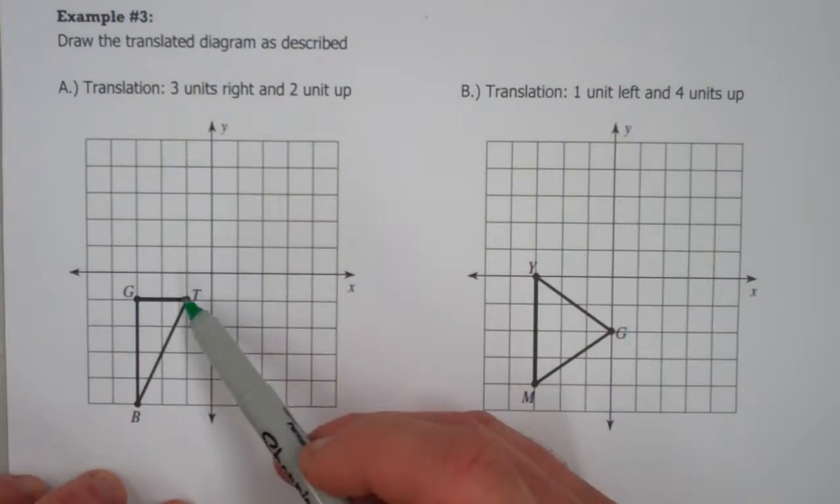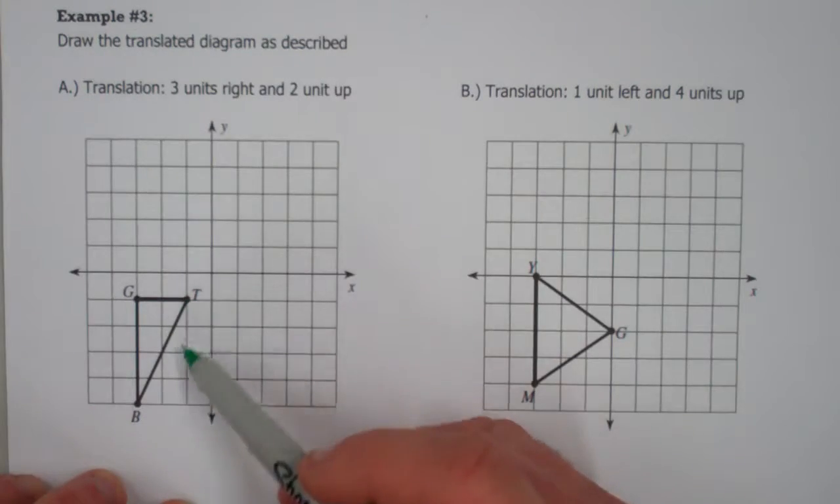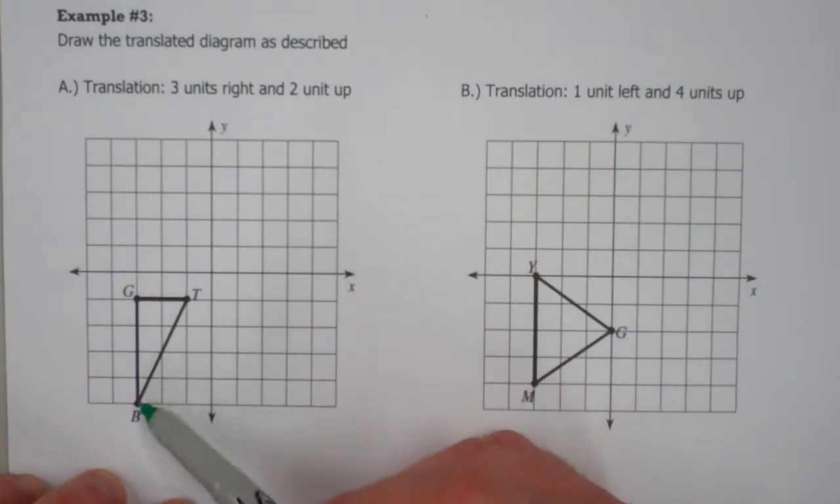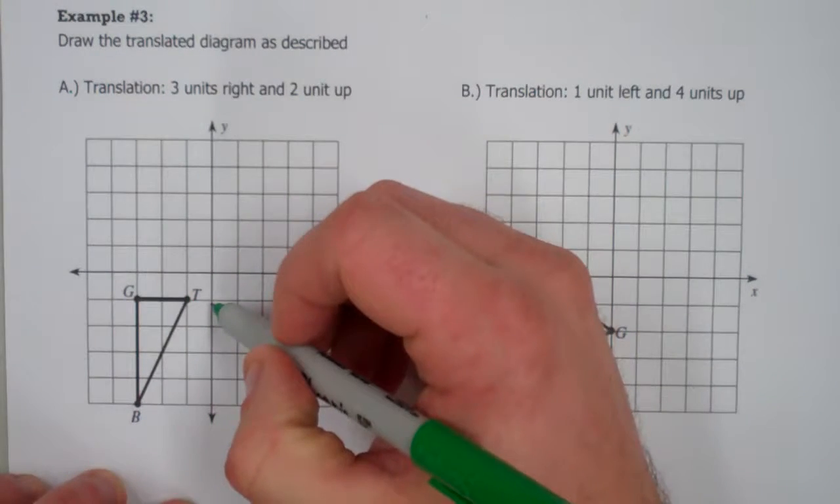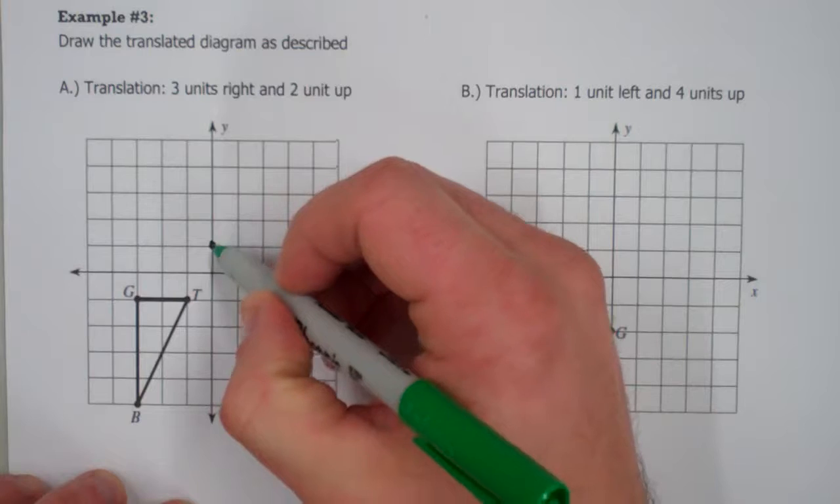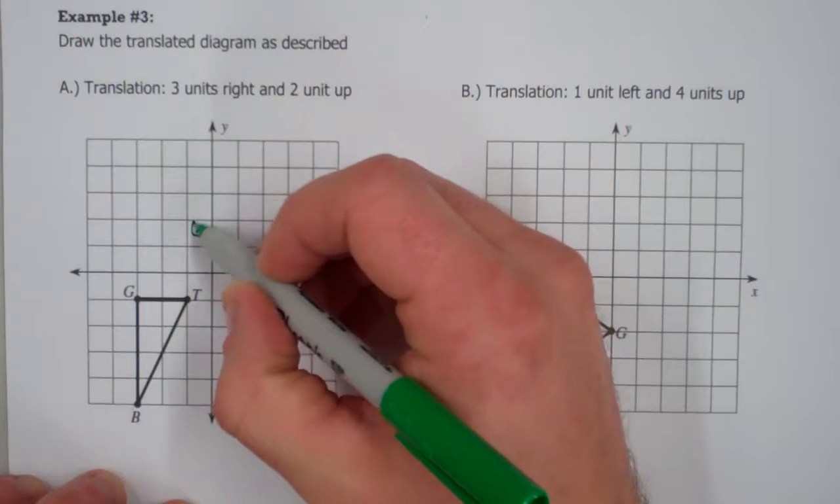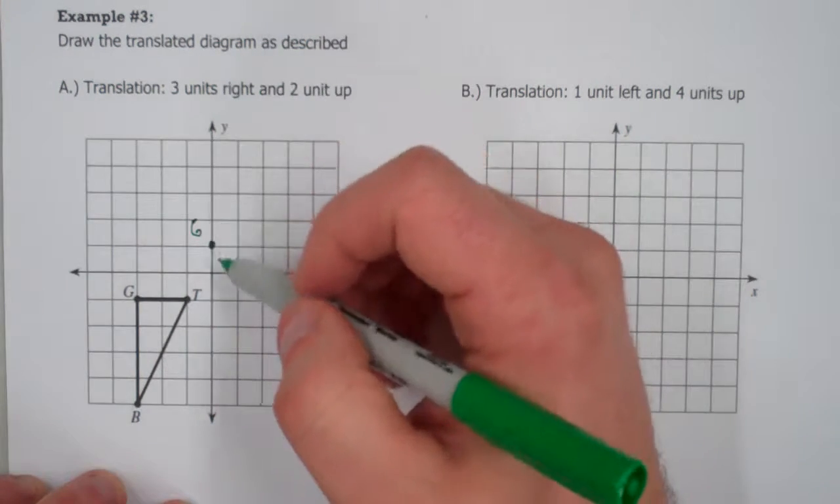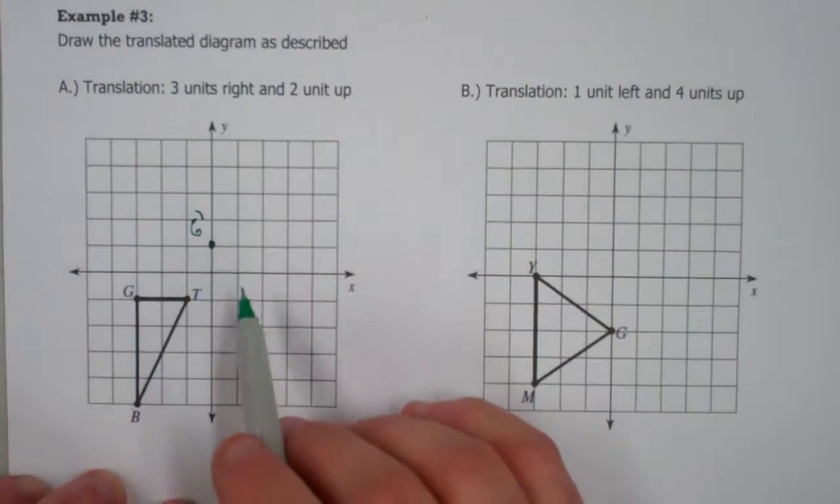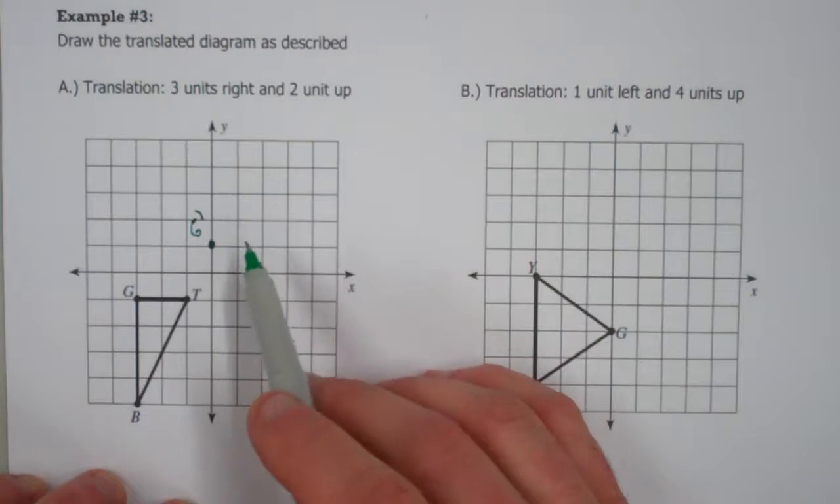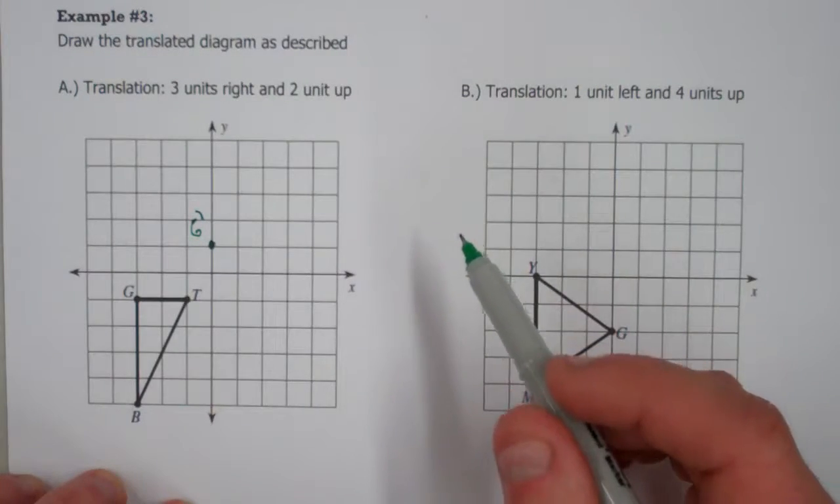So I just pick points that are on the triangle, or the shape. In this case, it's nice to use the vertices. So G is going to go 3 right, 1, 2, 3, and up 2. This isn't G, but it's in the same corresponding location. So we use what's called prime notation. So we put G prime. If you moved it again, then it would be G double prime. That would be the next point.